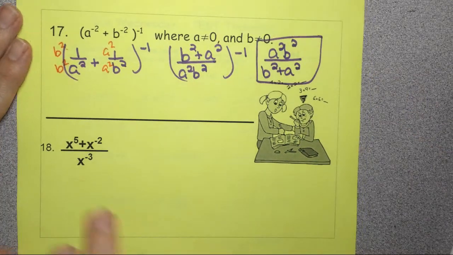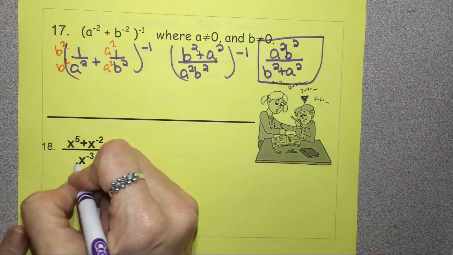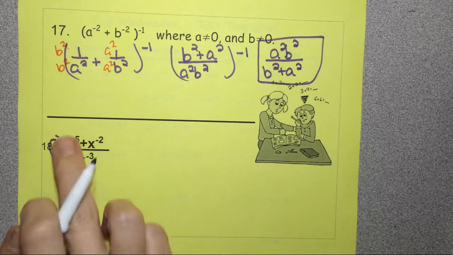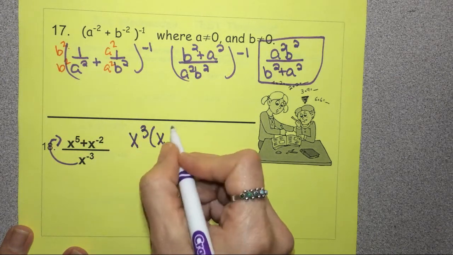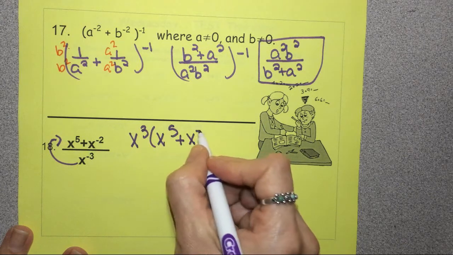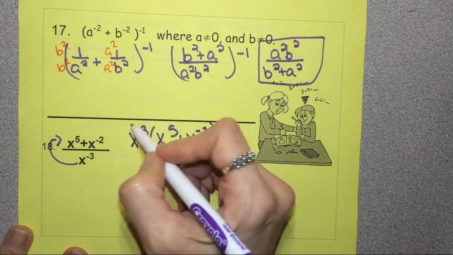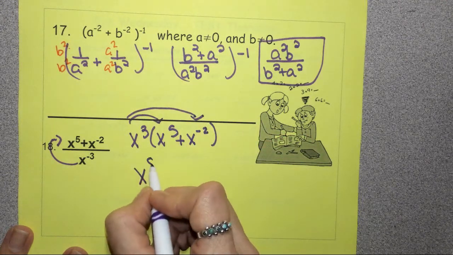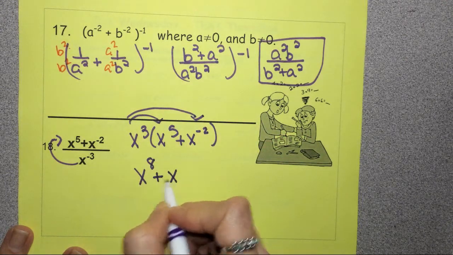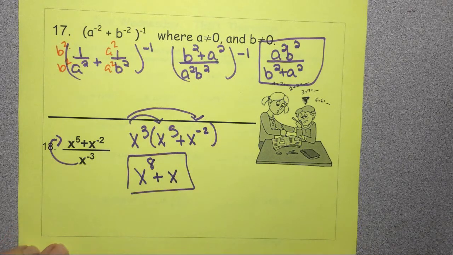All right, the last one we're going to do, number 18. I'm going to move this up to the top like I did earlier because there's more than one term. I'm going to remember to put it in parentheses. I'm going to distribute. Because we're multiplying, we add our exponents. I get x to the 8th plus x, and you're done.